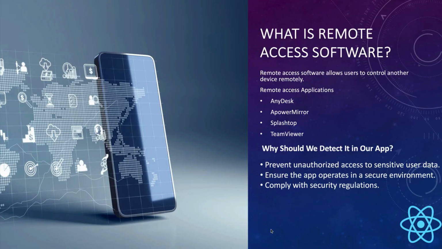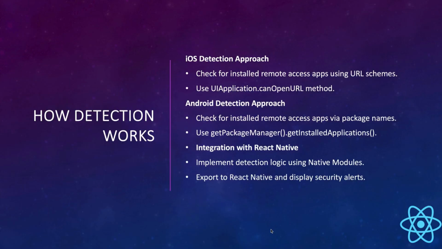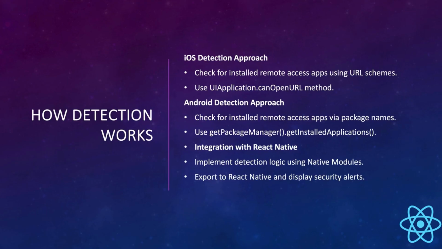Compliance with security regulations: some business requirements demand strict security measures, like banking applications. And detecting remote access software is a part of that compliance. As we all know, for a React Native application, we have to prevent these remote access apps for Android and iOS both. So we'll go with a separate approach for Android and iOS due to their own security policies.